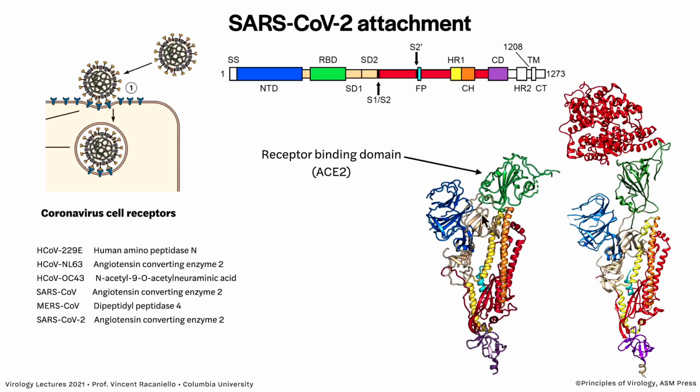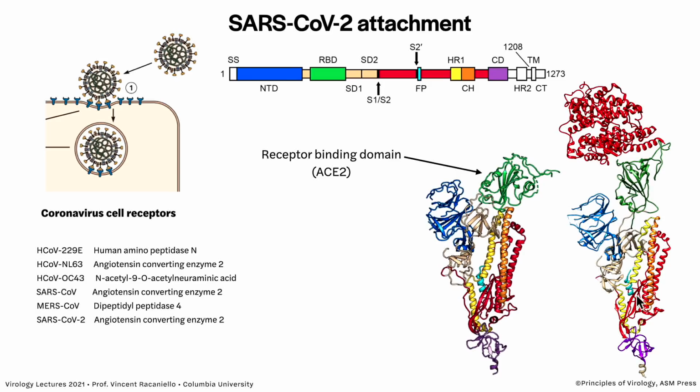Here's the structure of a monomer of the spike protein. As I said last time, this was solved within a month of isolation of the virus by cryo-EM. And the domain structure is shown on top, color coordinated. At the bottom is the part that sticks into the particle, and the top has the receptor binding domain. In green here is the receptor binding domain of spike, called RBD. And that's the part that binds ACE2.